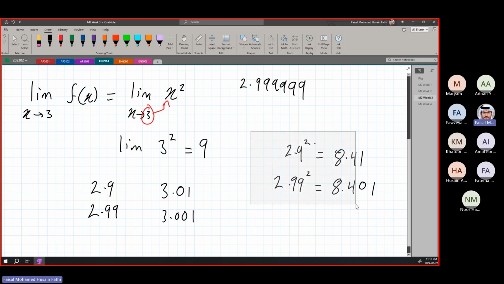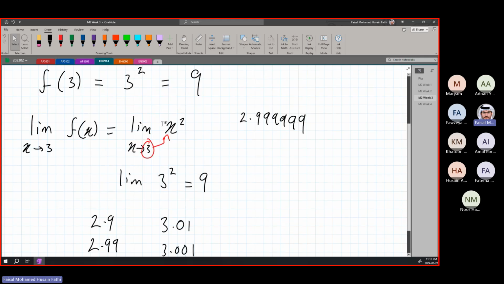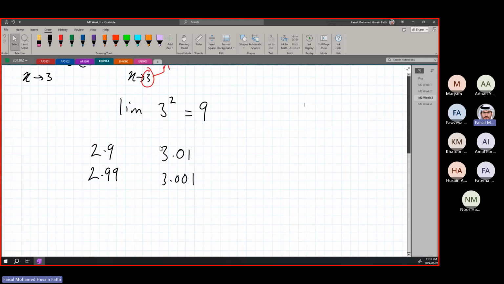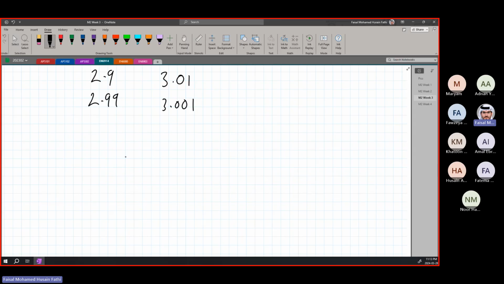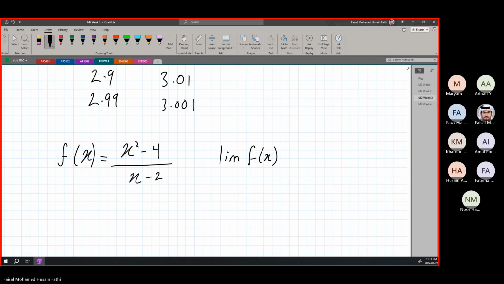Now, this doesn't matter at all in the case of this question, because this question is very simple. When is limit usually applied? It's usually applied to a function when you cannot find the solution of the function directly. For example, let's say we have a function f of x, which is equal to x squared minus 4 over x minus 2, for example. And we want to find the limit of this function as x approaches 2.